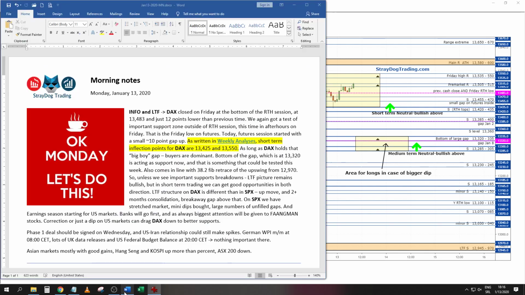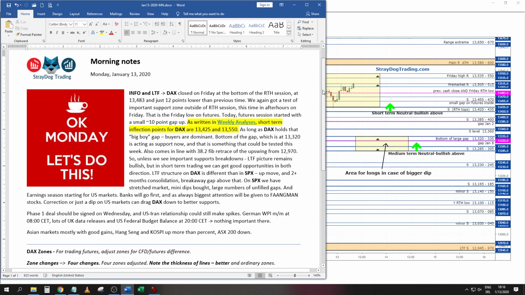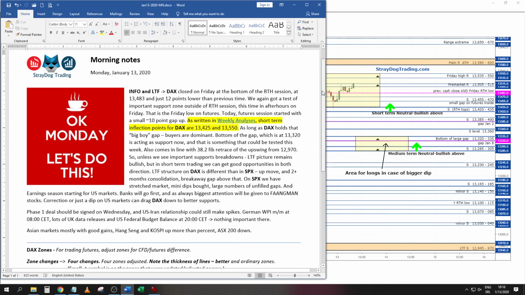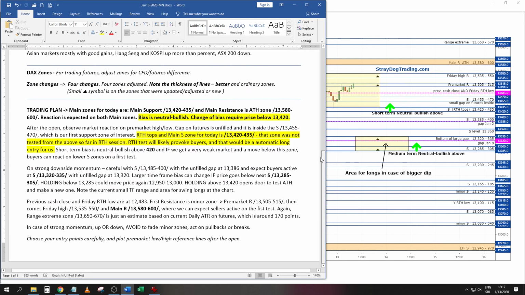So this is the morning notes, and in this informative part we were informed about the short-term inflection points on DAX, what is the situation on DAX and on the S&P, what the Asian markets did, what the news is for today, and in this part what zones are adjusted for today, and this is the trading plan.